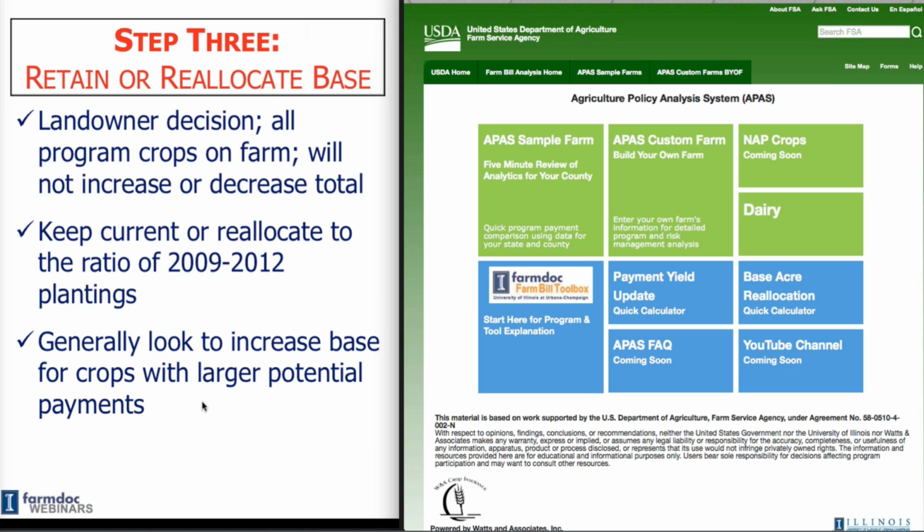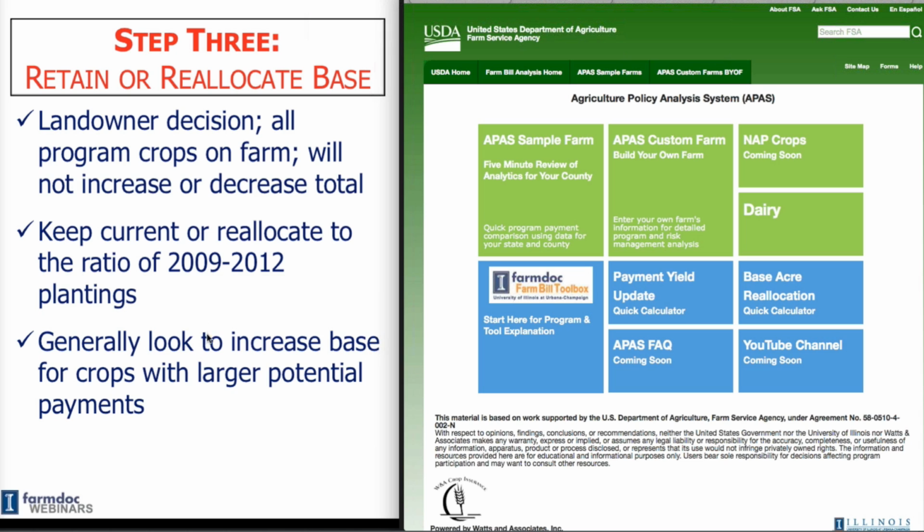You would be able to update your corn payment yield in that example, because you'd have the yield history for corn. And then what that would impact on the base acre reallocation side is you'd be shifting your base acres from beans, your current base in beans, to corn. So if you've been planting all corn on a farm that was all base in beans, your reallocation option would be to shift all those old bean base acres to corn base acres.